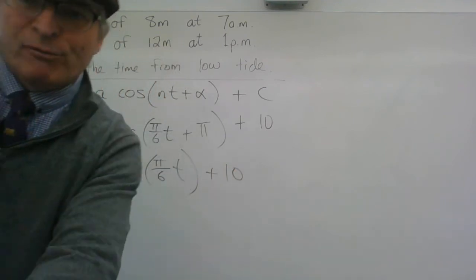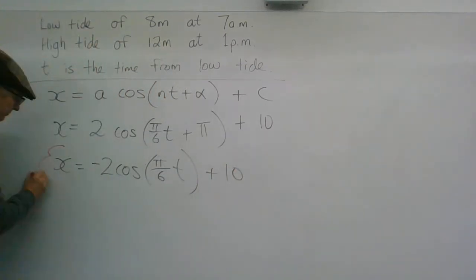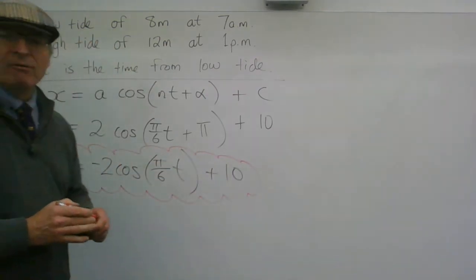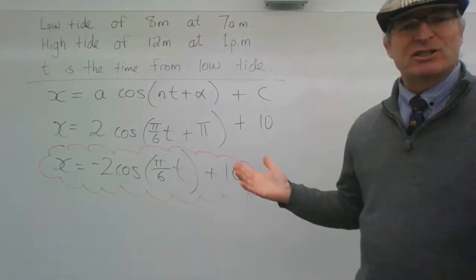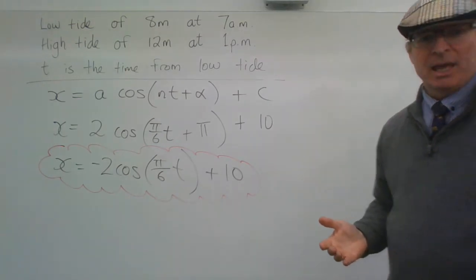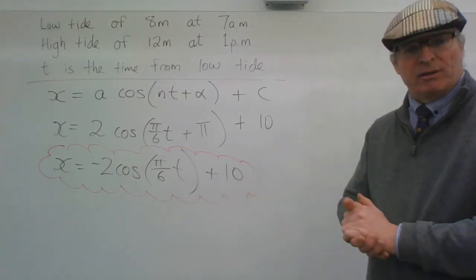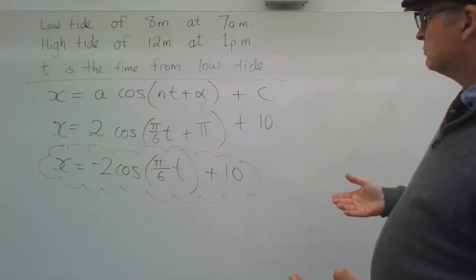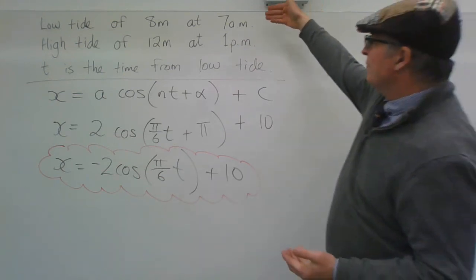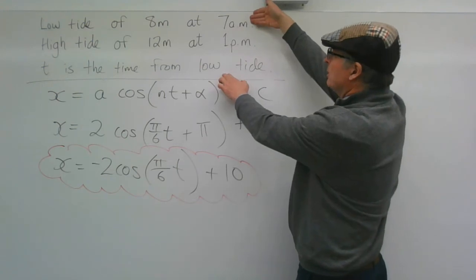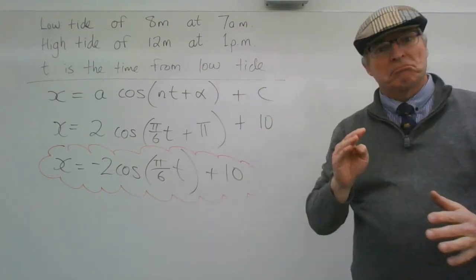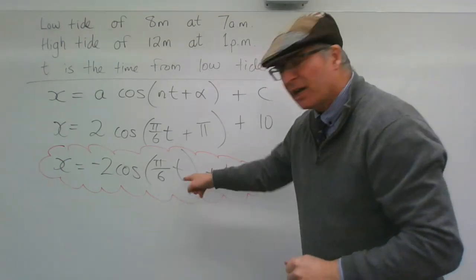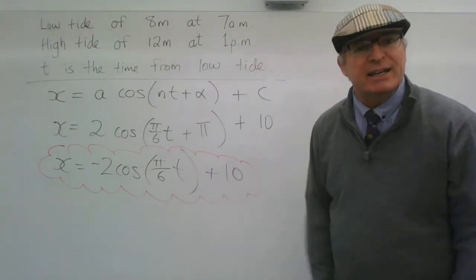So I can get myself an equation from the information in the question, and then I can answer all sorts of things about it. At 11 o'clock, like 11 a.m., how deep was the water? So how long from low tide is 11 a.m.? 4 hours. So I just need to put a 4 in here for t, work it out, and it tells you how deep the water is.